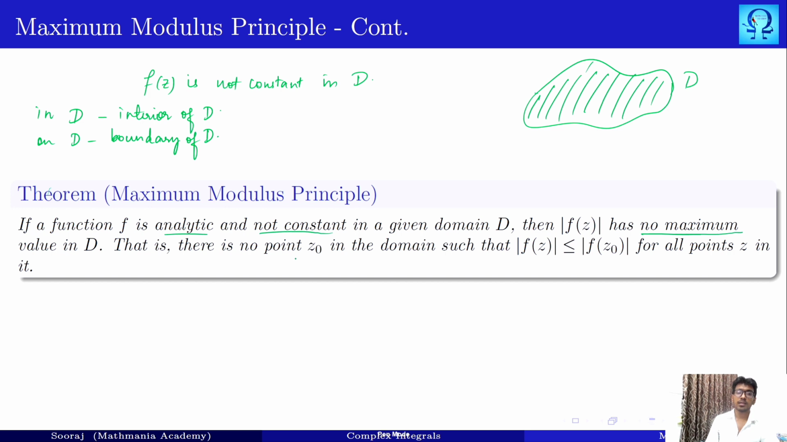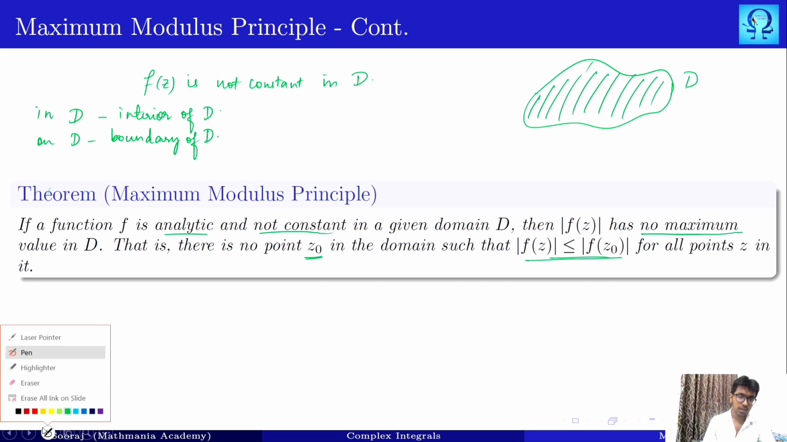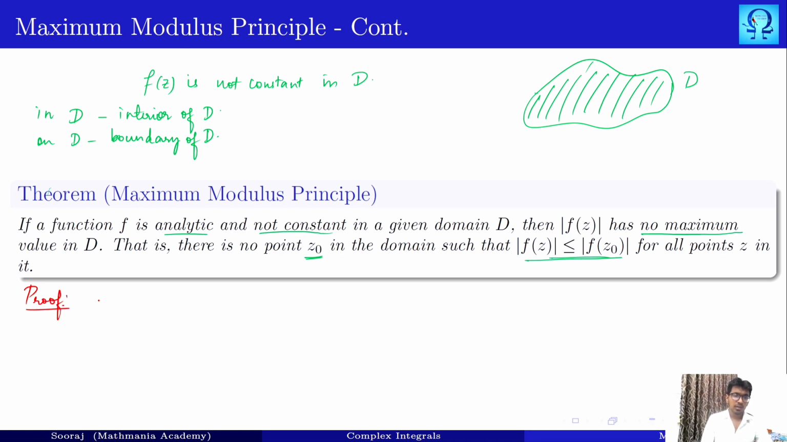So that is rewritten in another way: there is no point z naught in the domain such that this is happening for all the points in the domain. So this is what we'll have to prove. How are we going to prove it? We will make use of the contrapositive approach. So let us start the proof formally. It is given that f is analytic in the domain D.